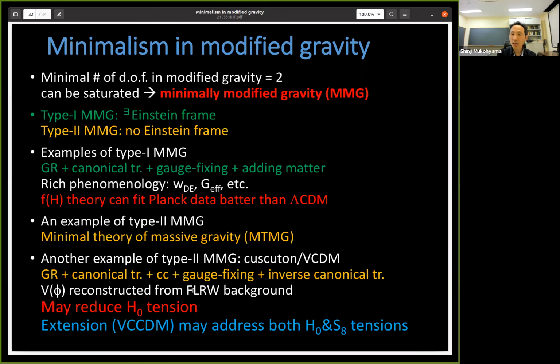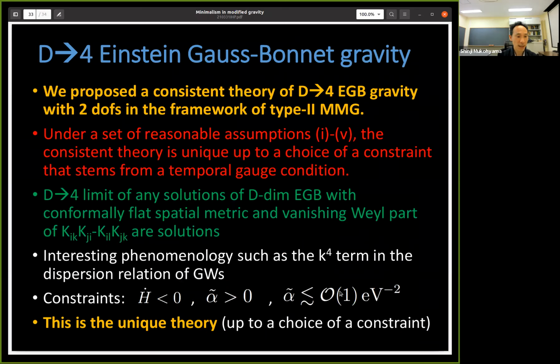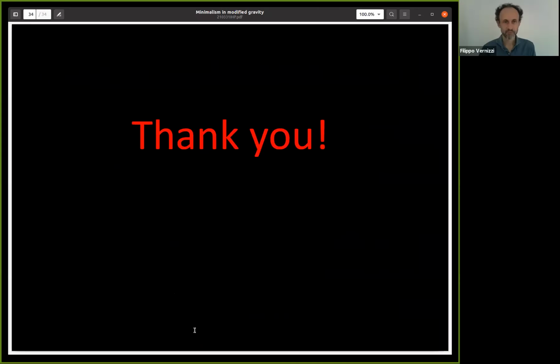And we also extended this theory from VCDM to VCCDM because CDM is coupled to the conformally transformed frame. And then in lambda CDM, lambda is replaced by V. And this may address both the H naught tension and S8 tension. So stay tuned. And I skip this. Anyway, this is our MMG theory, which corresponds to D equal 4 Einstein-Gauss-Bonnet gravity, a unique theory. Thank you very much.